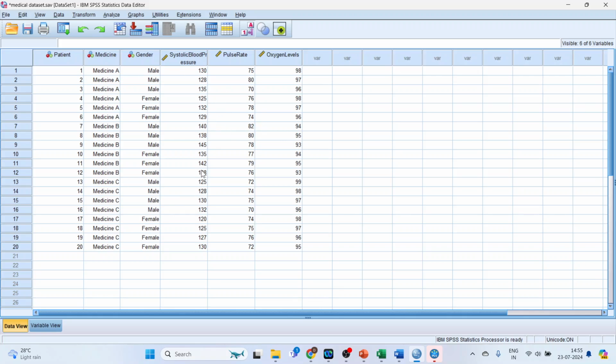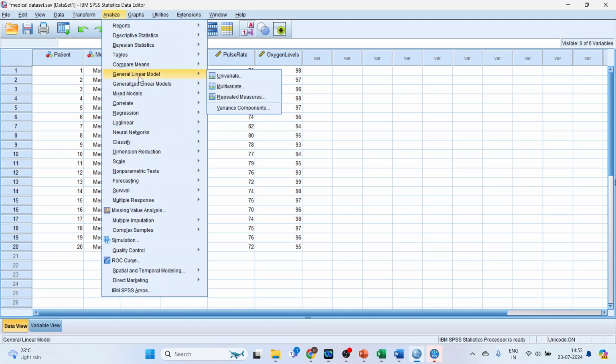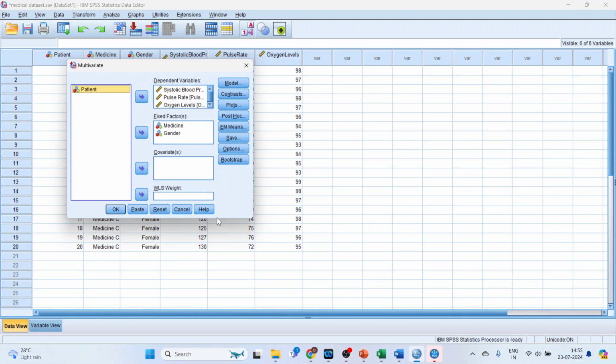So this is your data. Now we'll go to Analyze, Generalized Linear Model, Multivariate. I'll transfer systolic blood pressure into the dependent variable, pulse rate into the dependent variable, oxygen level into the dependent variable. This should be on continuous scale, that is ratio or interval. Sorry, not ordinal or ratio, ratio or interval.